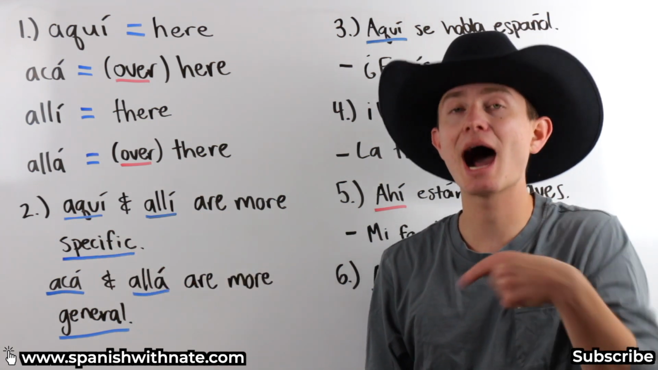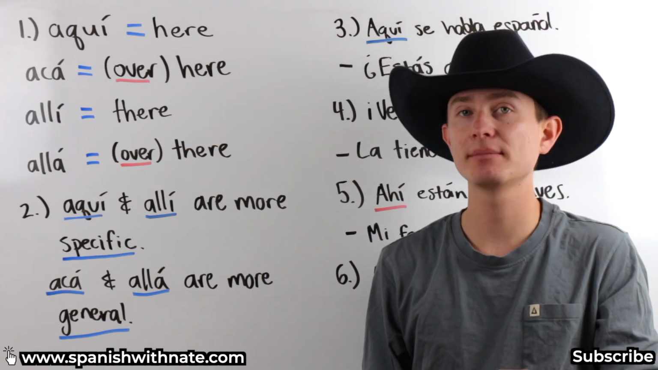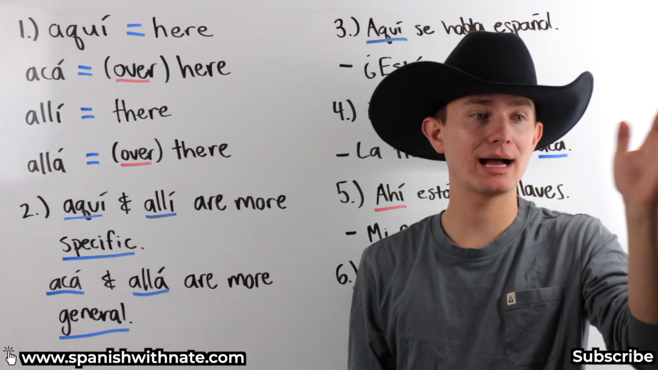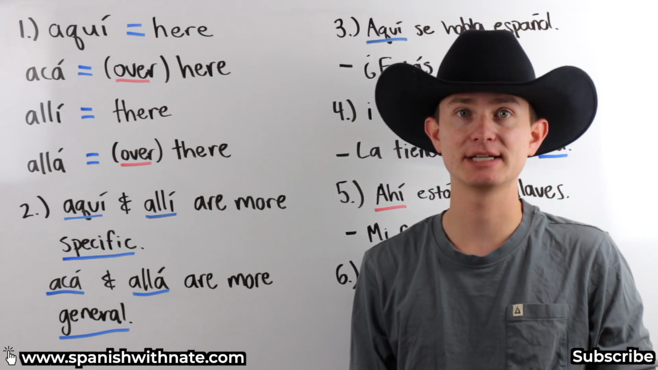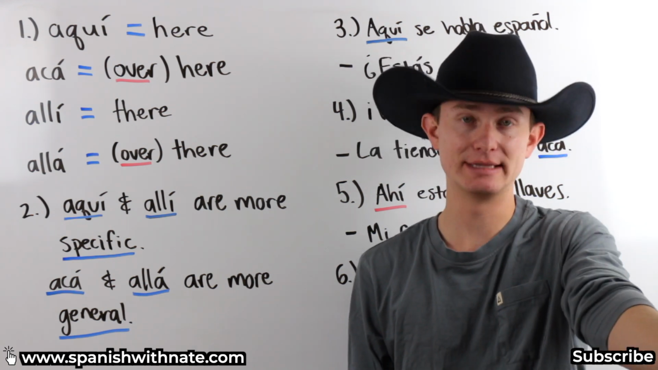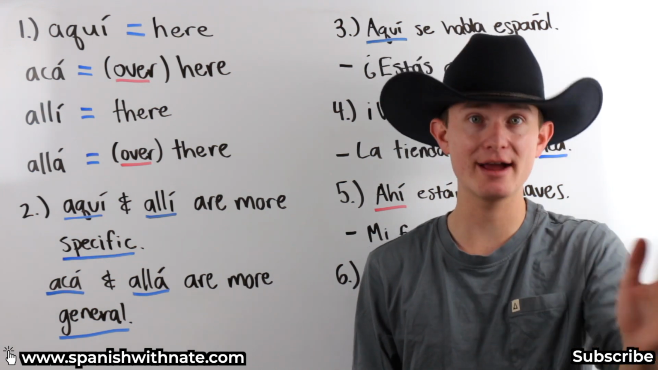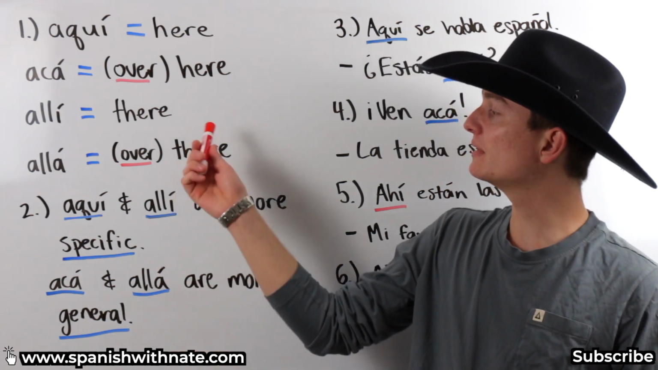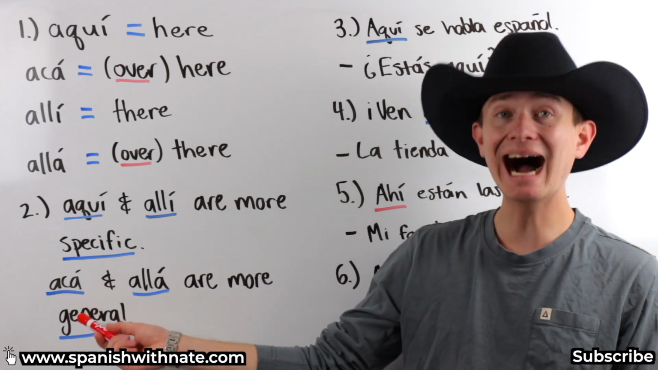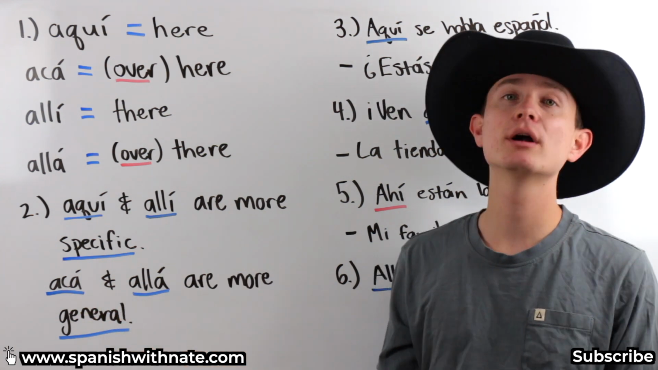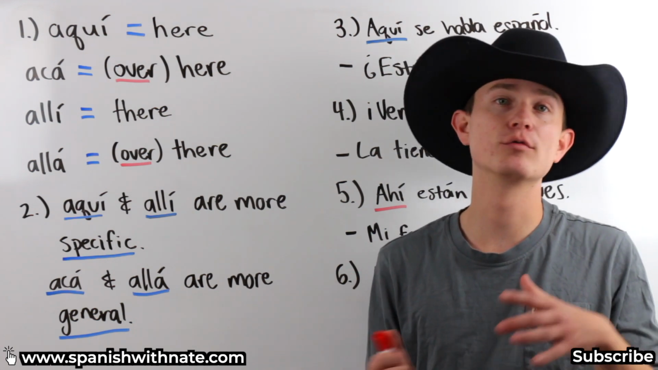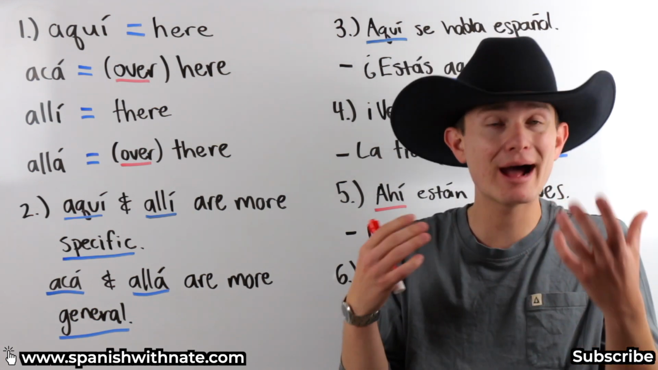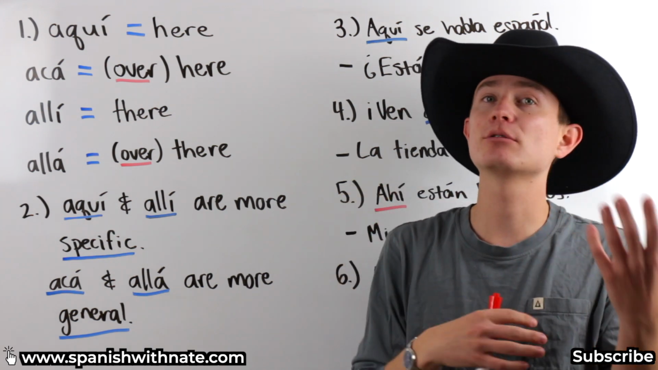Estoy aquí. I am here, okay? Hay una pluma ahí en la mesa, okay? There is a pen there on that table. It's right there, okay? So these are more specific. Now, acá and allá are more general, okay? Just like I said, over there, around there, over here, around here, okay? So it's a more general thing.